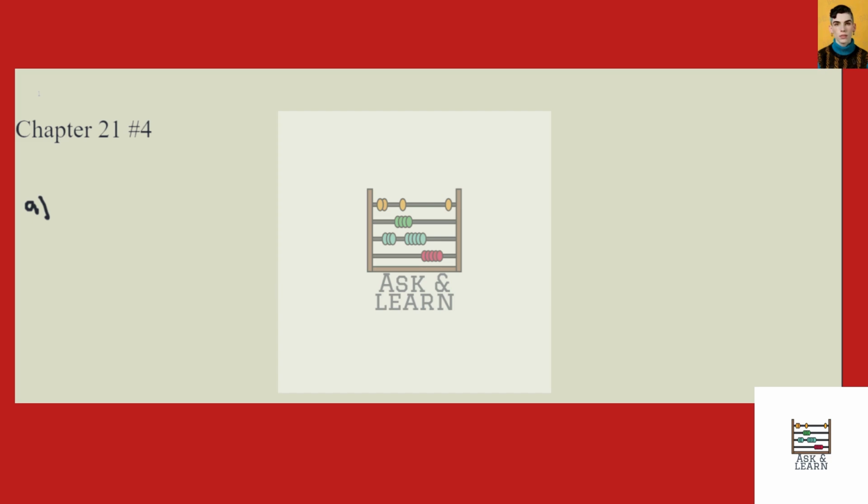This is the answer to Chapter 21, problem number 4 from the Smith Organic Chemistry textbook. This problem gives us four IUPAC names and asks us to draw the molecules. Remember, when you see a problem like this where you're given the name and asked to draw the molecule, a good first step is always to identify the backbone, or the main chain.